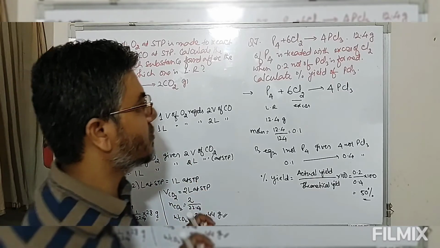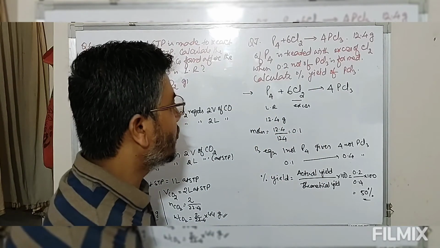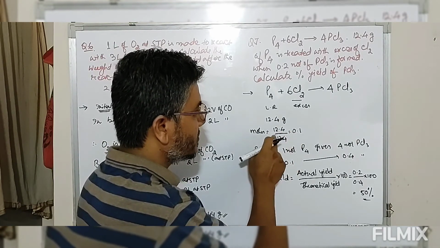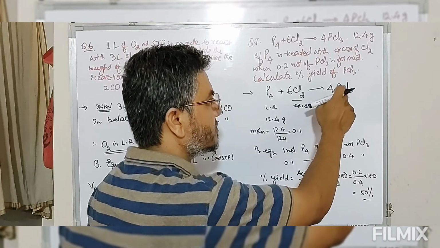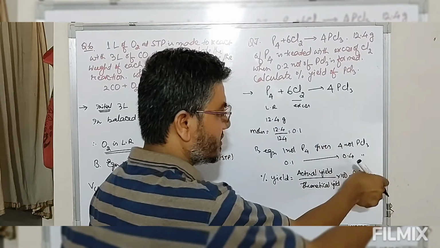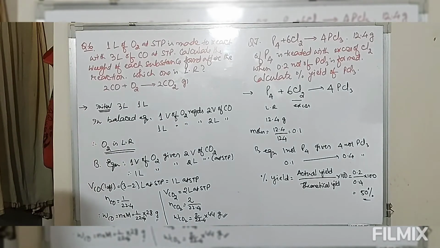So simply look at this. Question clearly says this is in excess, so this is nothing but the limiting reagent. So we have to convert this mass into number of moles. So the number of moles experimental is already given, and the number of moles theoretical we have defined here. So take this ratio, multiply by 100, this gives you the percentage.